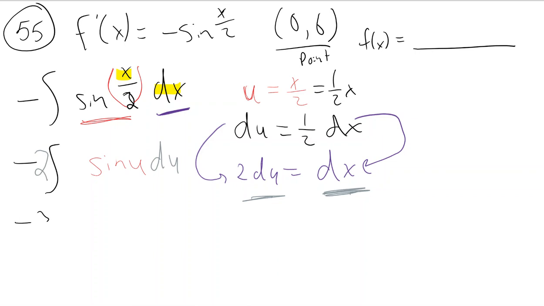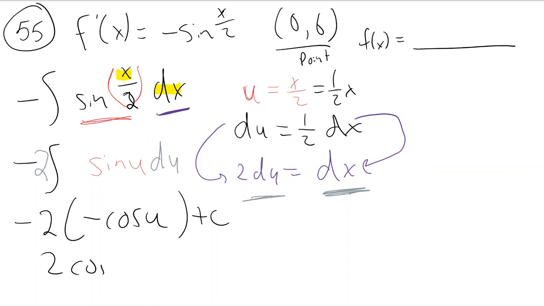Okay, now that this is all in terms of u's, we can integrate this. So the thing I can take the derivative of to get sine would be negative cosine. And we need a plus c. So multiply those two together. Plug your u back in.